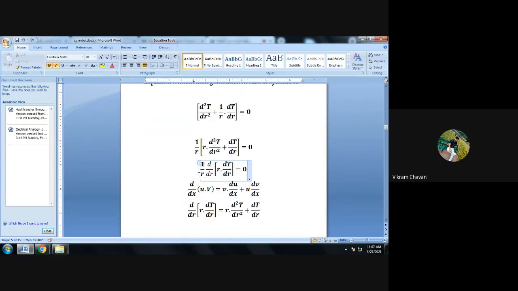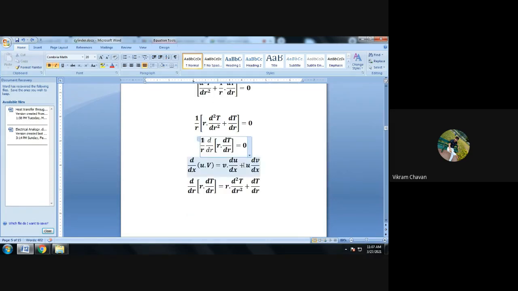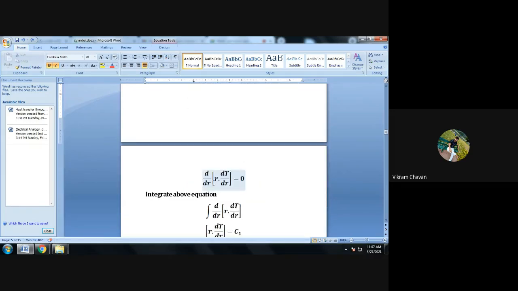Now when you shift this 1 upon r or r to this side, 0 multiplied by r will become 0. So we will get the equation as d divided by dr multiplied by r, the differential of r multiplied by dt divided by dr with respect to r, is equal to 0. Now we have to integrate this equation.